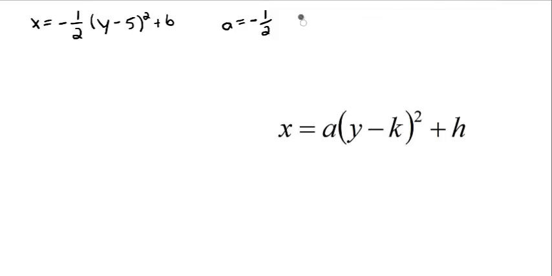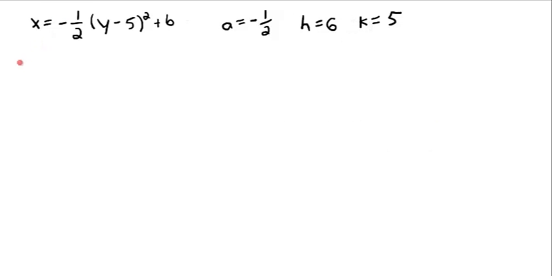Our H, whenever our formula is set equal to X, like right here, our H is actually going to be whatever's added on the outside over here. So that's going to be 6. And then our K is the amount that's being subtracted from our Y. So the part that's being subtracted from Y is a positive 5. So these three values are really important because now we could find our vertex to start.